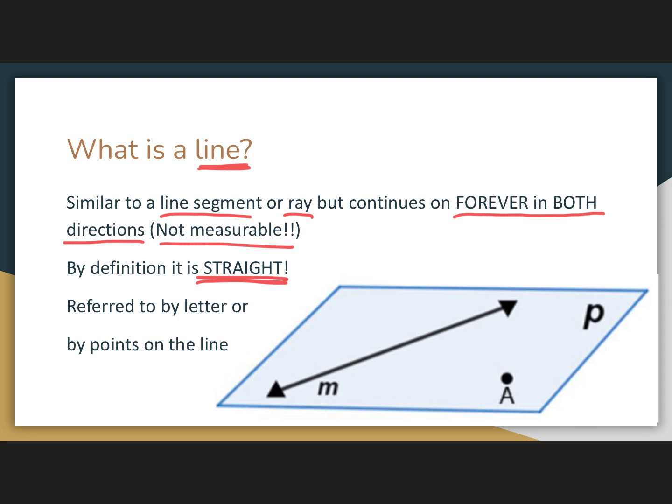We refer to it by letter. Sometimes we'll say, here I have line M, or by points on the line. If I put, let's say, points here, and this is point F and point G, I could say line FG, notice that this time I'm putting the arrows on it, or GF, or I could say line M. So we have lots of different ways to talk about lines.